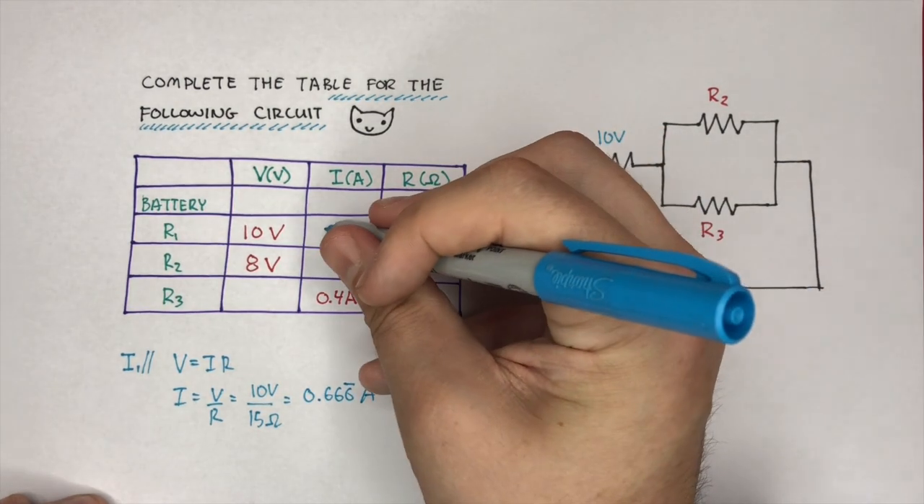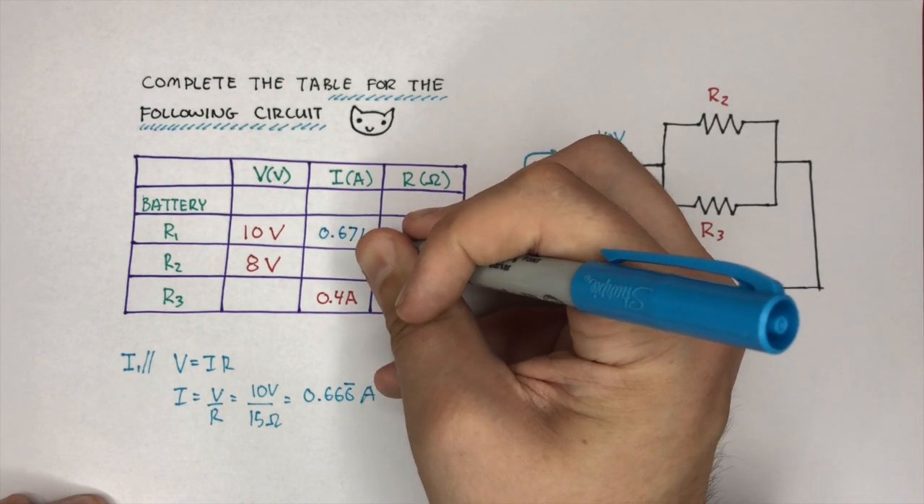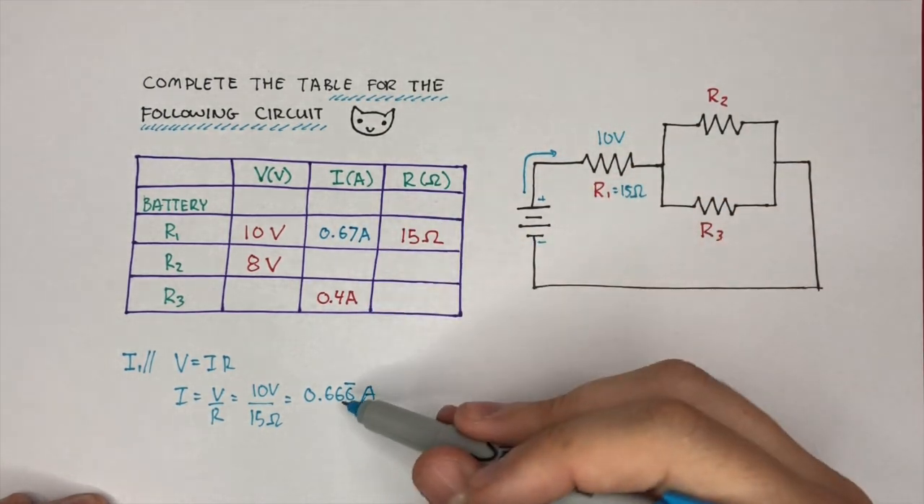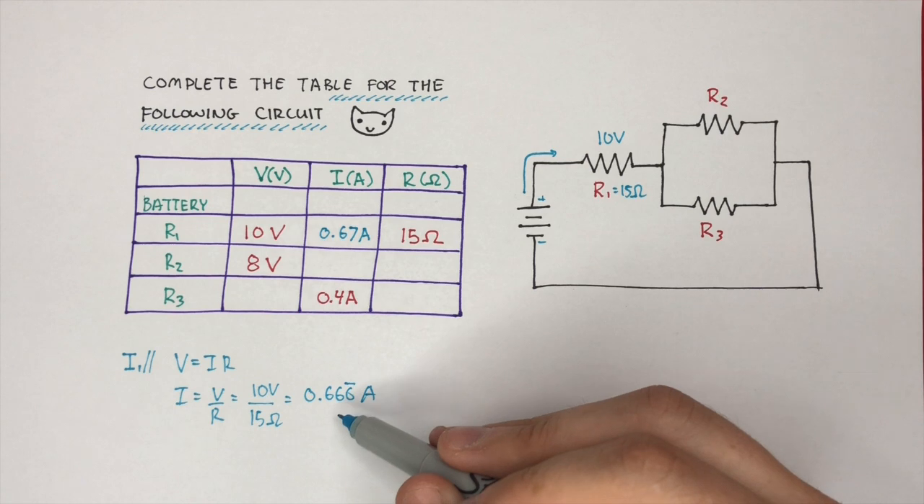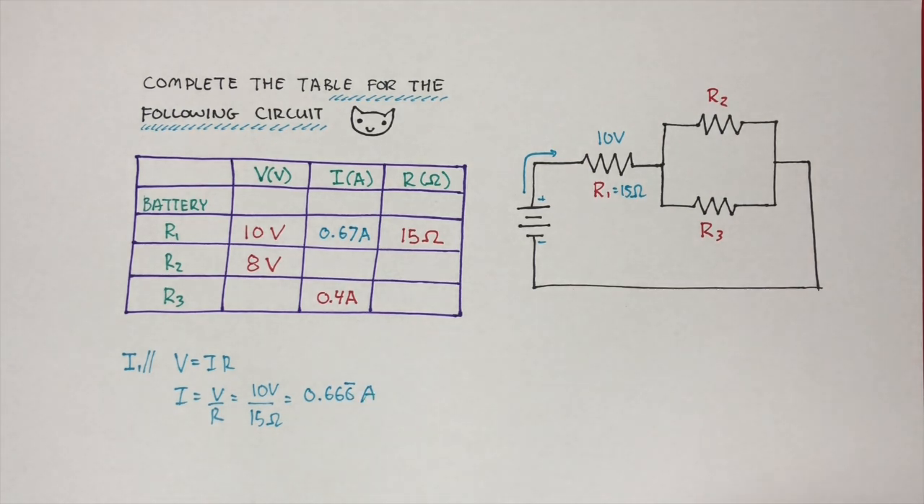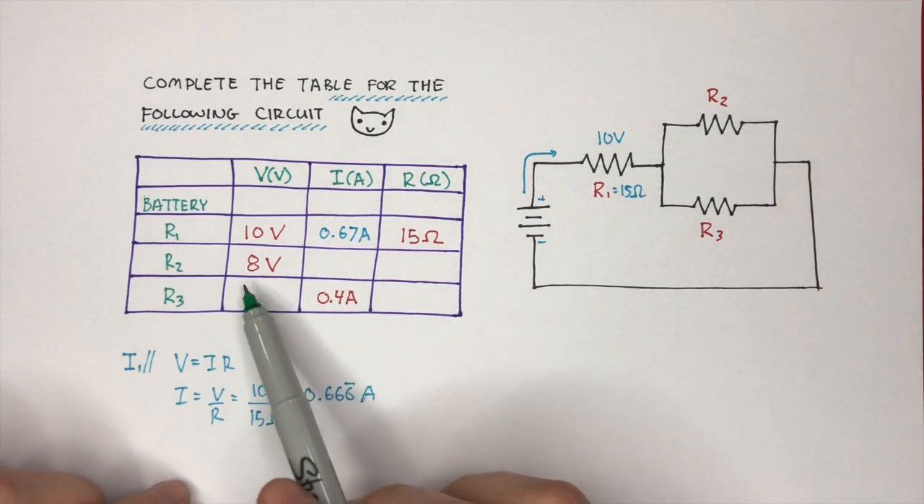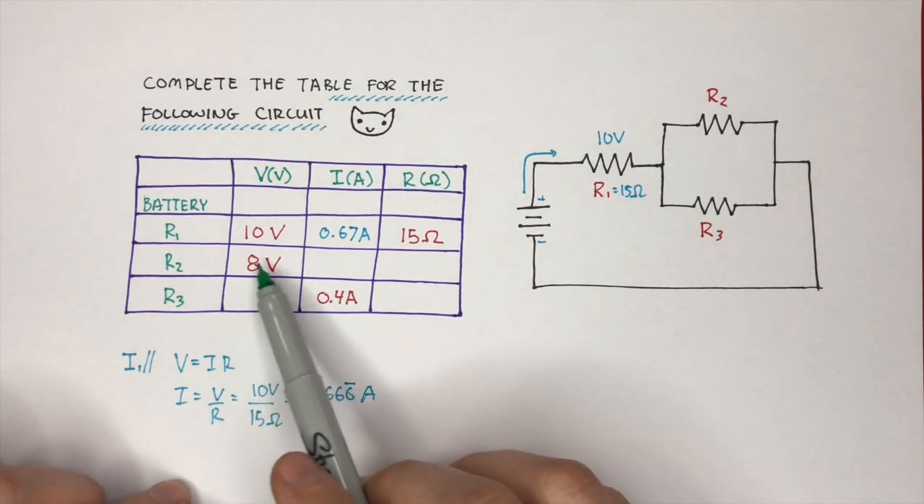For my table, I'm just going to insert that as 0.67 amps, but for all my calculations, I'm going to be using 0.666 repeating, okay? The next thing that I want to take a look at here is R3, because I have some information that I know about R2.